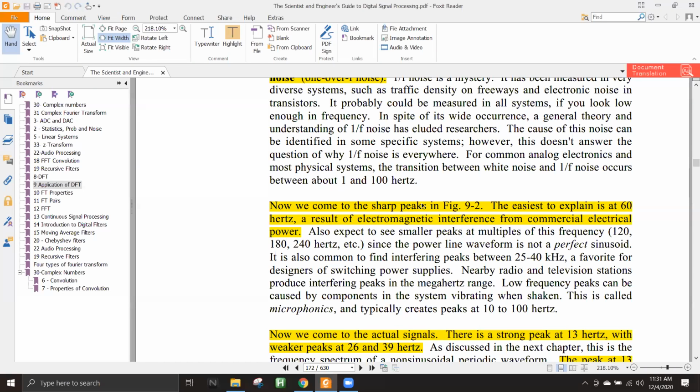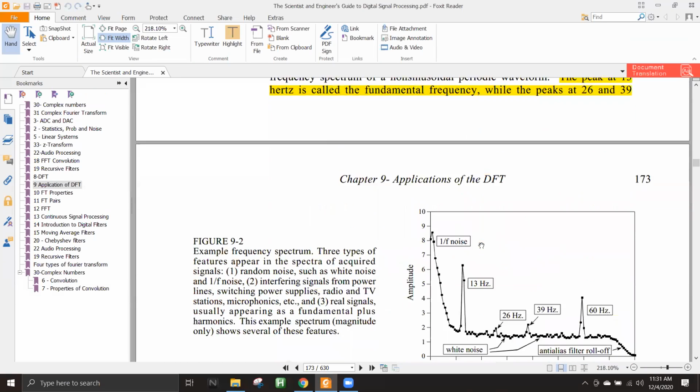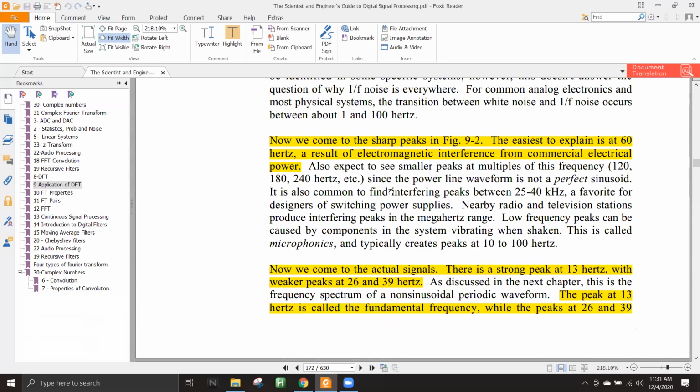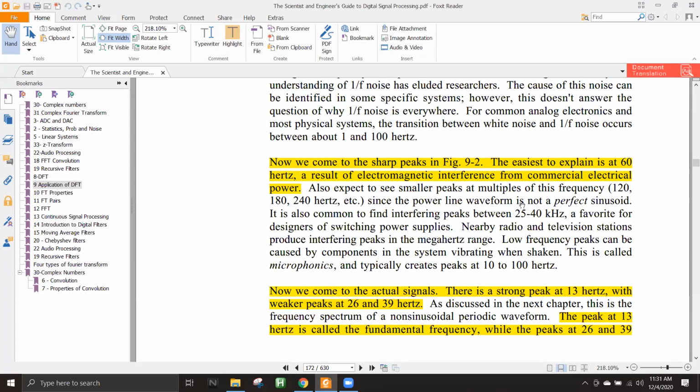Okay, now we come to the sharp peaks. By sharp peaks we mean these things. These are the ones that represent the actual frequencies that are present in our signal. So what is this saying to us? The easiest one to explain among the sharp peaks is the peak that we get at 60 hertz. This one comes from electromagnetic interference from commercial electric power.